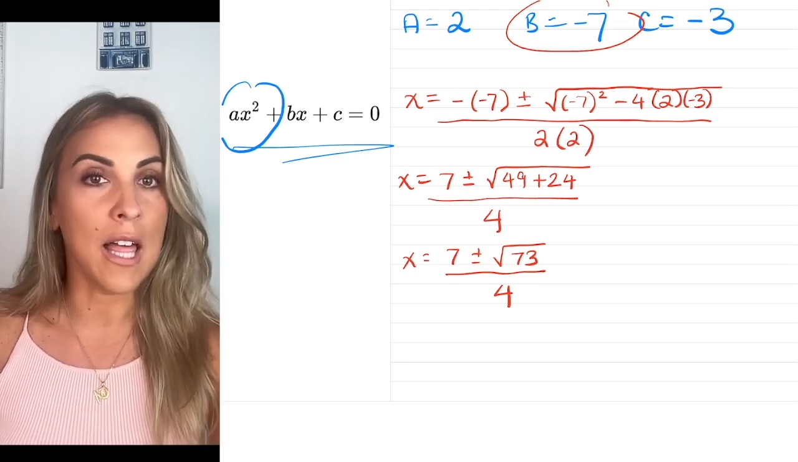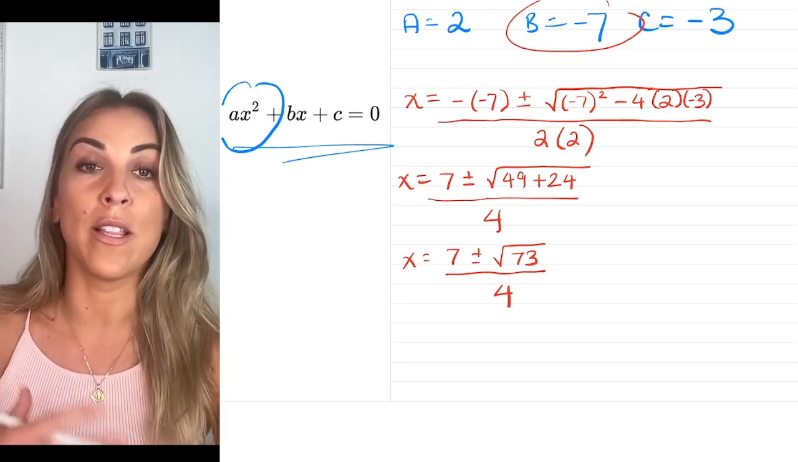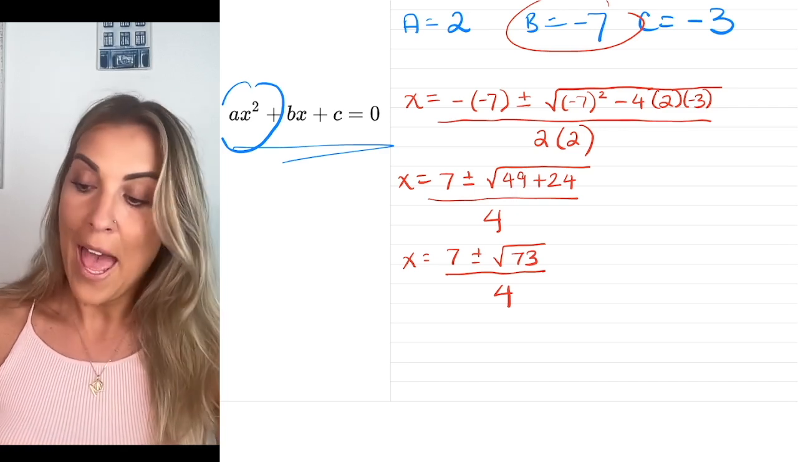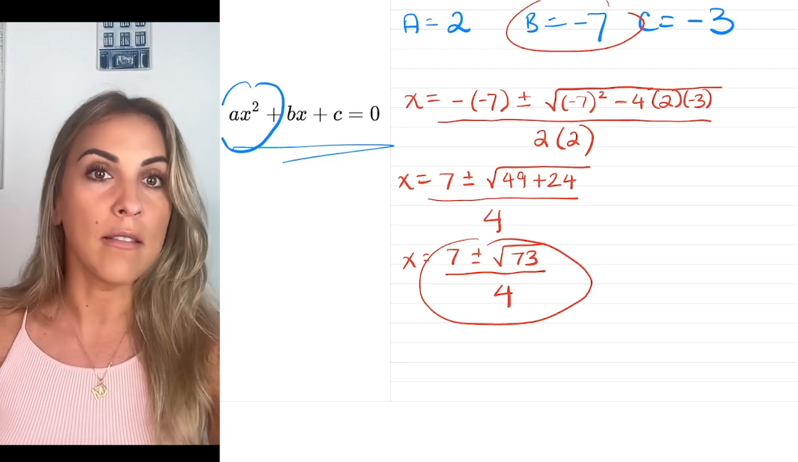Now, when I get to this point, I notice that the number that's inside the square root, 73, is irrational. It's not a perfect square, so the value of its square root is going to be irrational. So at this point, I could stop and just write my solution like that and I'd be correct.